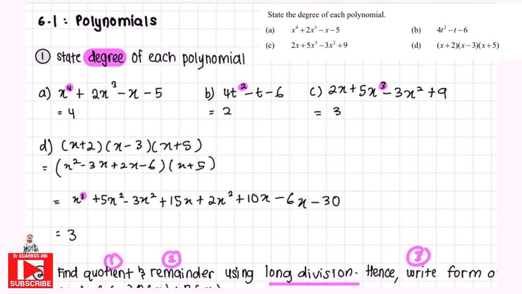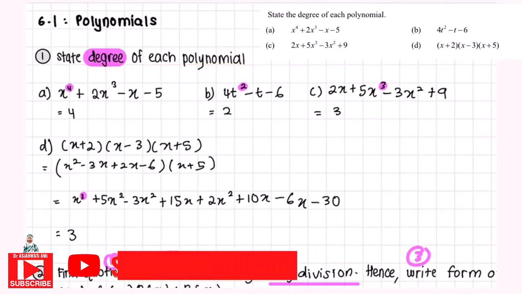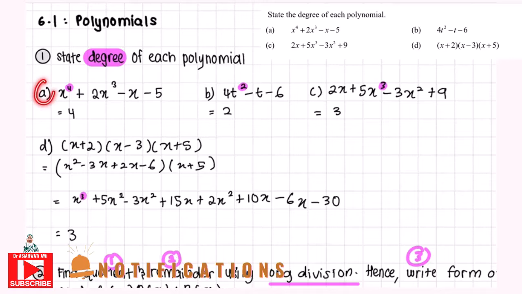Okay, for question 1, it asks us to state the degree of each polynomial. So we must take the highest degree of each polynomial. For question A, we know that it has degree 4, degree 3 and degree 1. So the highest is 4. So the answer is 4.